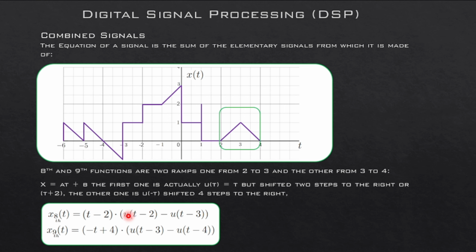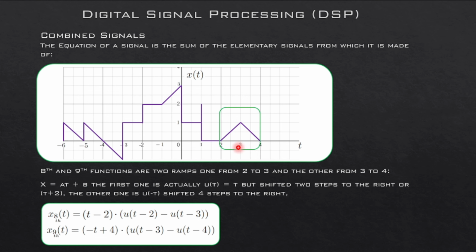And if you replace it by the points, you'll find that this is the exact equation of this function over here, multiplied by the port, which is between 2 and 3, or u(t-2) minus u(t-3). Why? Because for t equal 2 and t equal 3, this is the port function. Great. So that's the x8 function over here.